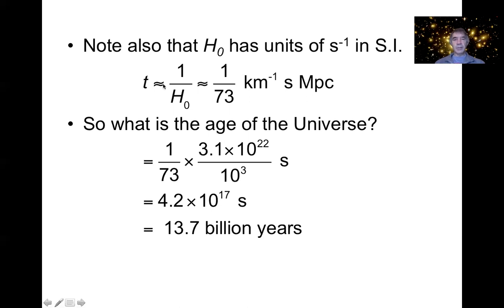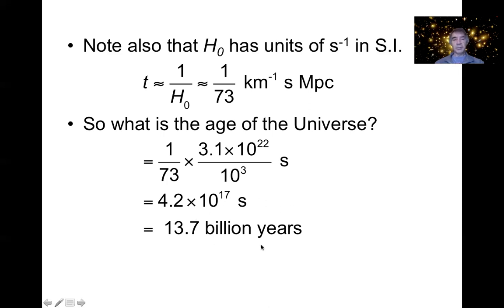So we need to multiply by the number of meters in a megaparsec. Okay, we've got megaparsecs here, so that's 3.1 × 10^22. And then we need to divide by the factor of 1,000 to turn this kilometers into meters, or per kilometers into per meter. And if you work all these numbers out, you get 4 × 10^17 seconds, which is about 13.7 billion years.